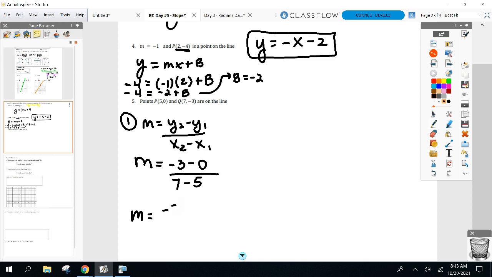-3 over 2. There's your slope, -3/2. Please leave it as a fraction. All right. Can you guys help me find the b value now? Are we going to find it any different than we did in problem 2?